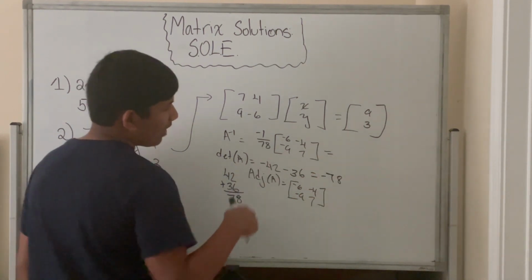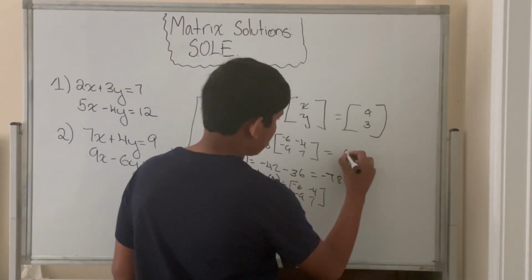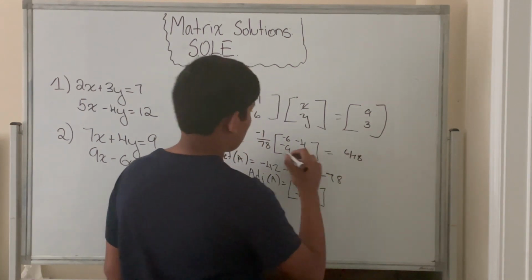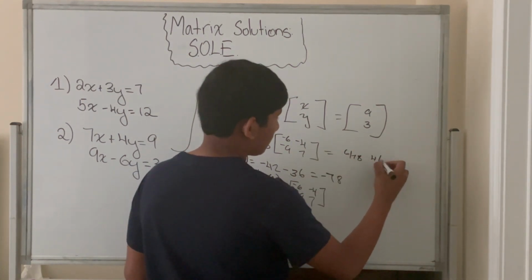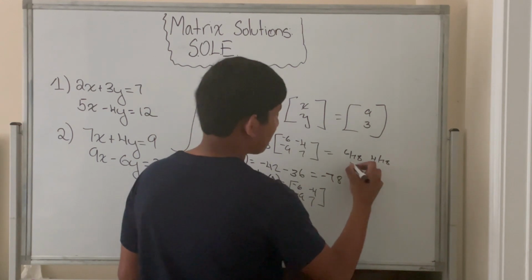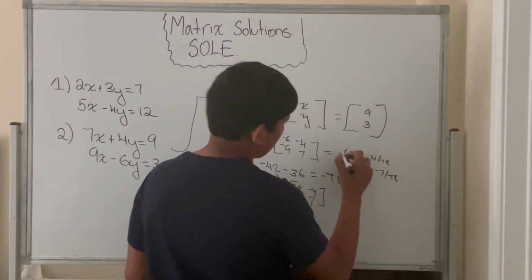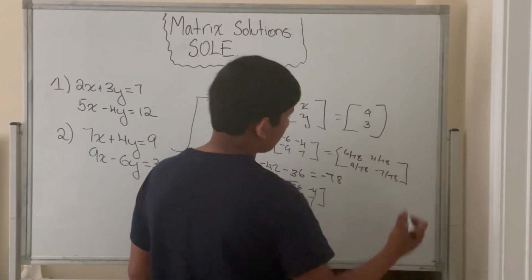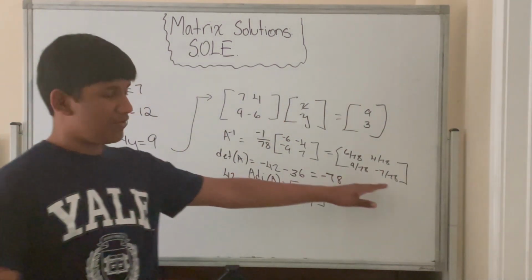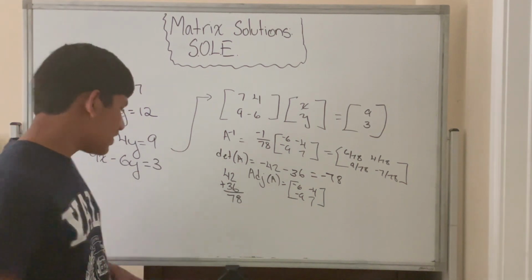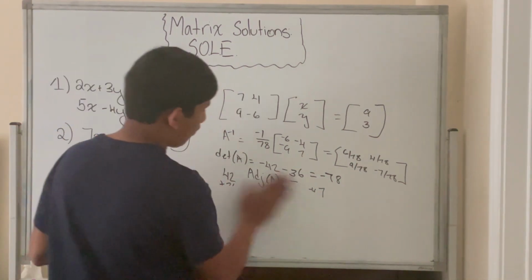Okay, simplifying, we have 6 over 78, 4 over 78, 9 over 78, and negative 7 over 78. Boom. So we've got this over here. So this is going to be A inverse. So we've achieved our first goal.